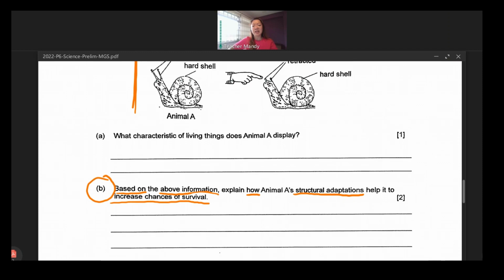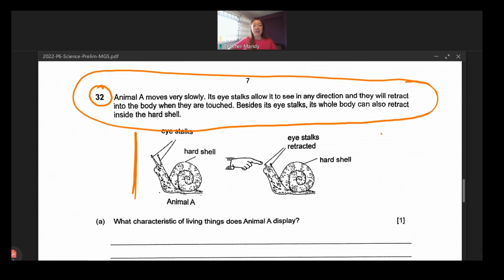So here they tell us about 2 structural adaptations, which is the eye stalks and the whole body being able to retract. Now, the part about eye stalks is actually the difficult one because usually vision of humans, we can just look mostly ahead. Of course, corner of the eye. But when we talk about allowing the eyes to see in any direction, we are talking about 360 degrees, and that is really good because you can watch out for danger. You can also, of course, look for food in that sense.